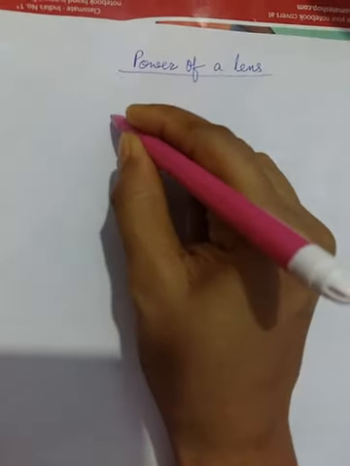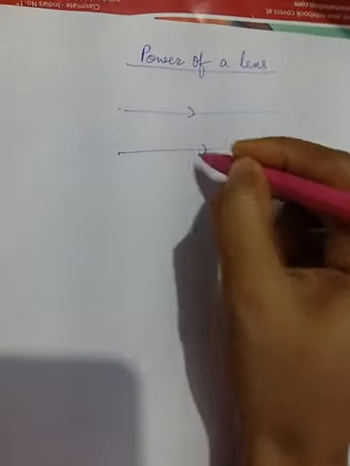Actually, it is the degree of convergence or divergence of the rays of light due to the presence of a lens. So, suppose we consider the rays of light which are passing parallel to each other.